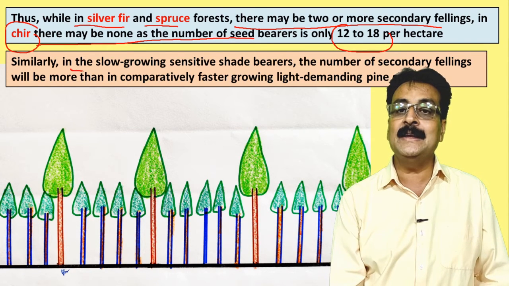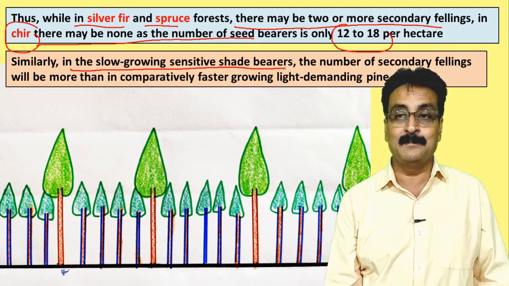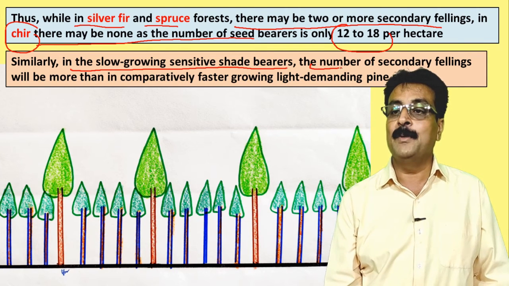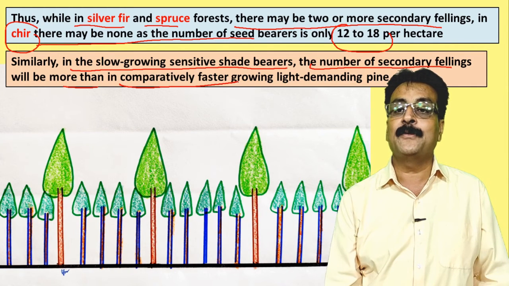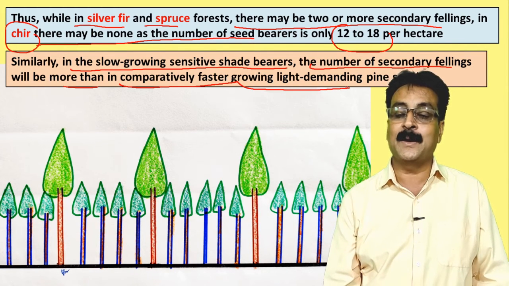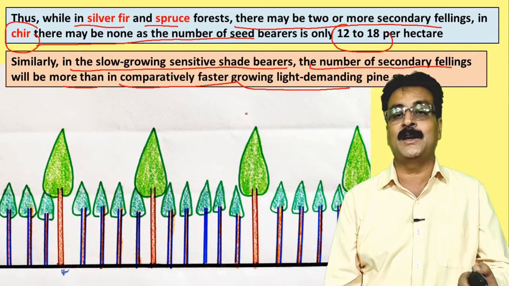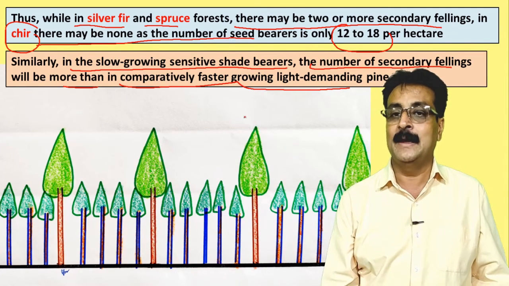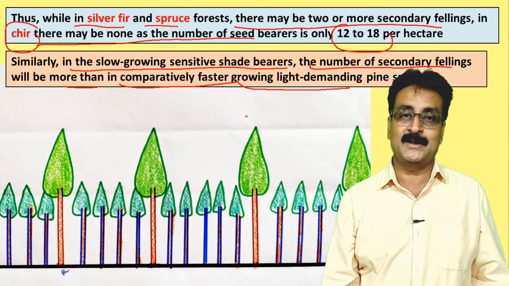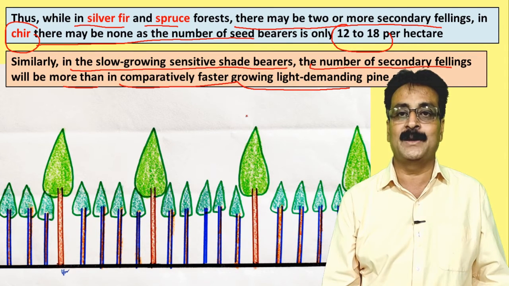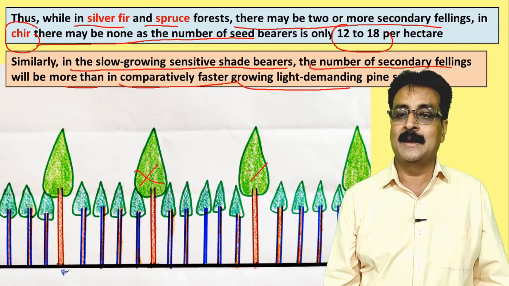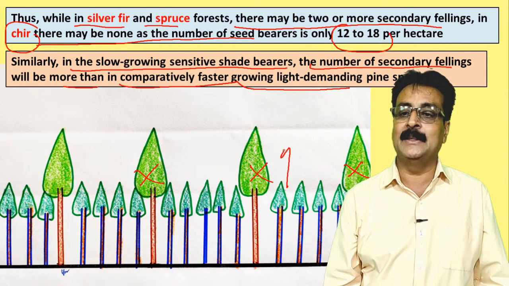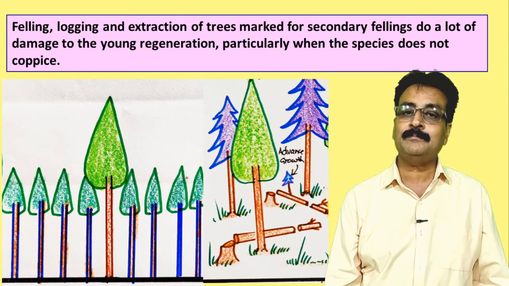Similarly, in slow growing, sensitive shade bearer trees, the number of secondary fellings will be more in comparison to fast growing light demanding pine species. So in pine species we can go for a single secondary felling, but in species which are very slow growing or sensitive or shade bearers, we go for more secondary fellings, so that we slowly give them light and they grow up nicely.